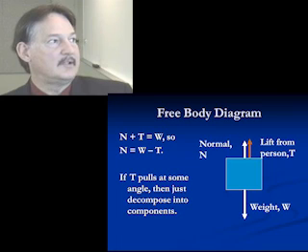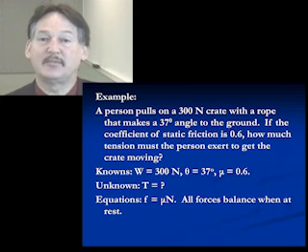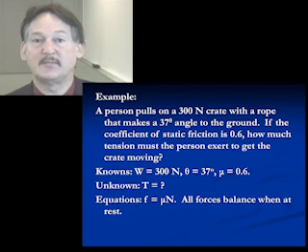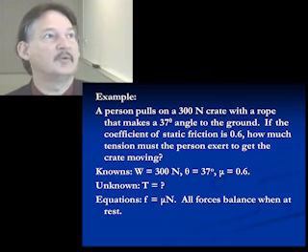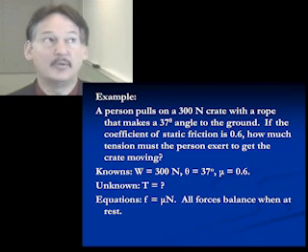If the tension exerted by the person is at some angle other than straight up, then we would need to find out how much of that force is pulling straight up and how much is pulling to the right or left. In other words, we need to decompose that into components. Here's an example of that.